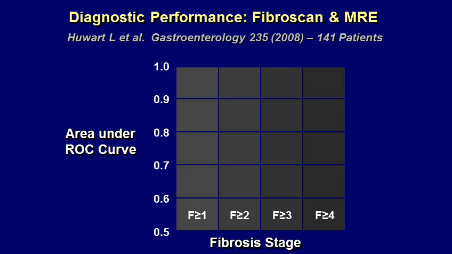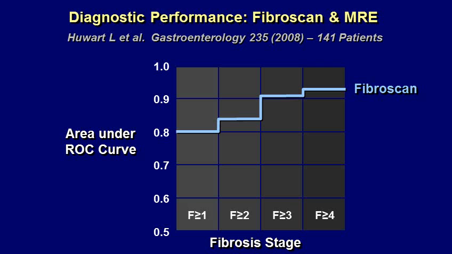The diagnostic performance of ultrasound-based elastography has been compared to MRE elastography in a number of studies. This study was published in 2008 and was done in Belgium. It involved 141 patients who underwent both MRE elastography and ultrasound-based elastography or FibroScan. Here's the same diagram that I showed earlier showing the performance for different stages of fibrosis from stage 1 to stage 4. And here's what this study found for the diagnostic performance of FibroScan.